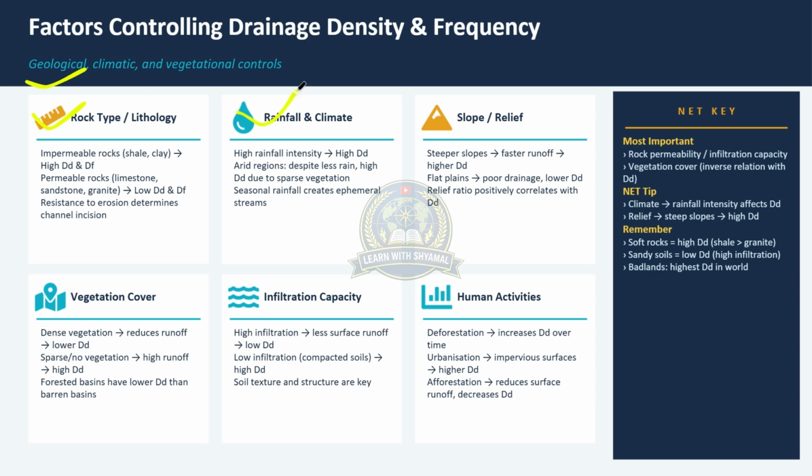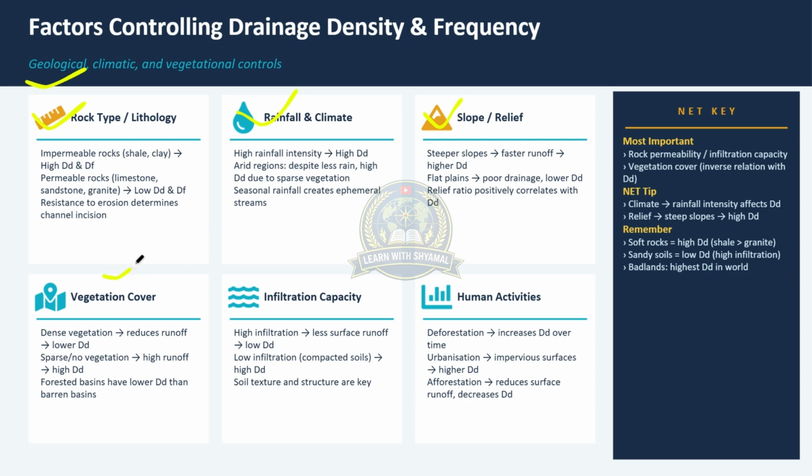Rainfall and climate: high rainfall intensity gives high drainage density. Arid regions, despite less rain, have high drainage density due to sparse vegetation. Seasonal rainfall creates ephemeral streams. Slope and relief: steeper slope means faster runoff and higher drainage density. Flat plains mean poorer drainage and lower drainage density. Relief ratio positively correlates with drainage density.